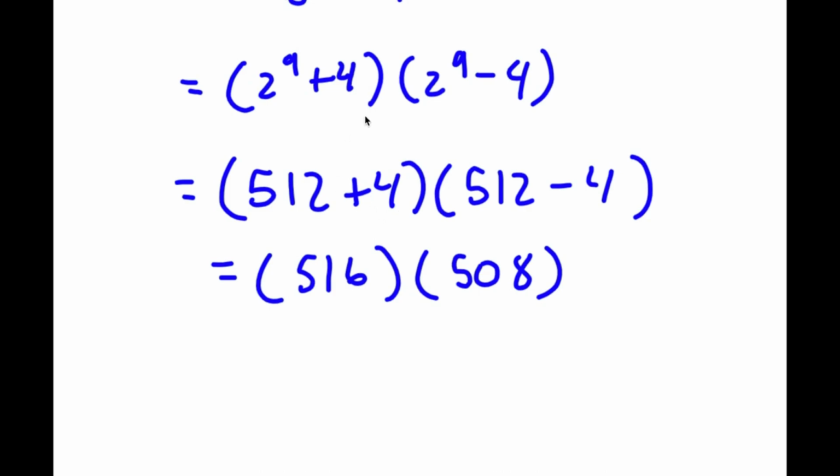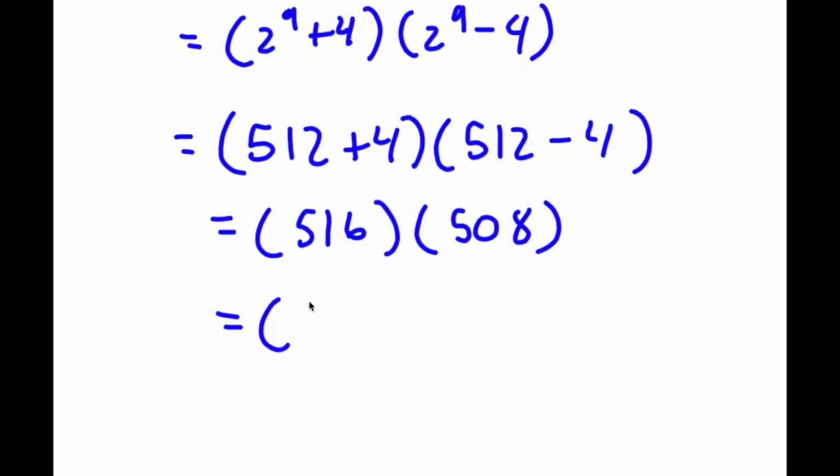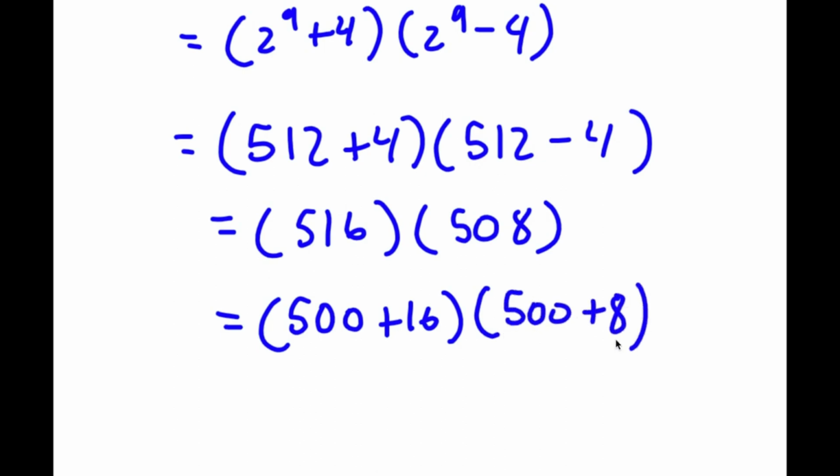Now from here, what I'm going to do is I'm going to rewrite 516 as 500 plus 16. And I'm going to rewrite 508 as 500 plus 8. So the reason I did this was to make this problem easier to multiply, because we're trying not to use a calculator, and if we multiplied 516 with 508 on paper, that's going to take a while to solve.